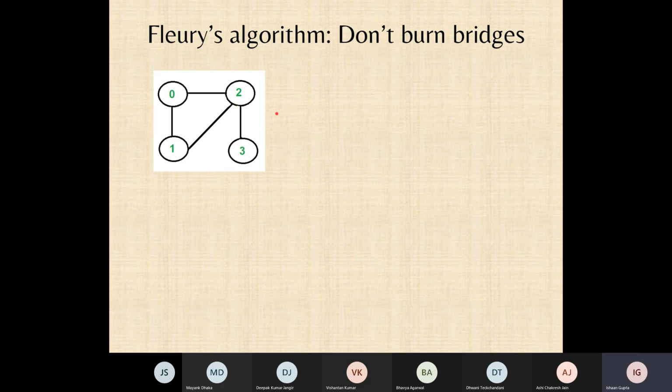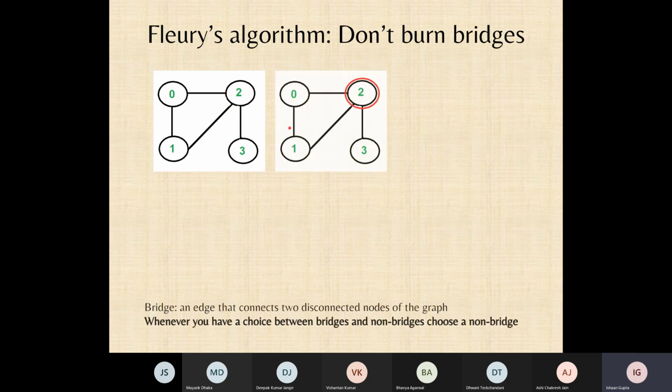For example, if you start from 2 and you have a choice of which path to take, you take that path which is not a bridge path. Here, if you take the edge 1 2 or edge 2 0, these are not bridge paths, because if you remove these edges, you are still able to reach the other node by the other edges. This is the basic idea of Fleury's algorithm, and you have to check whether an edge is a bridge edge or not.